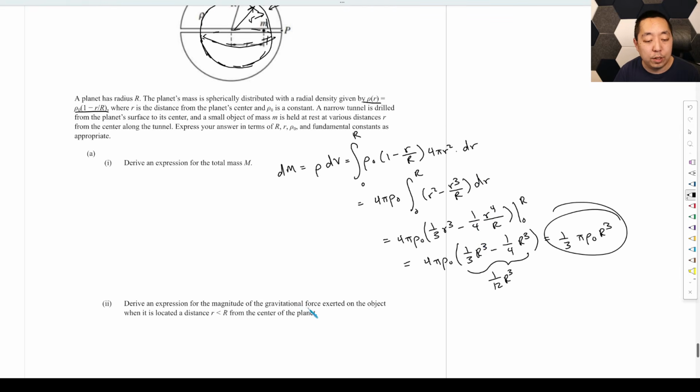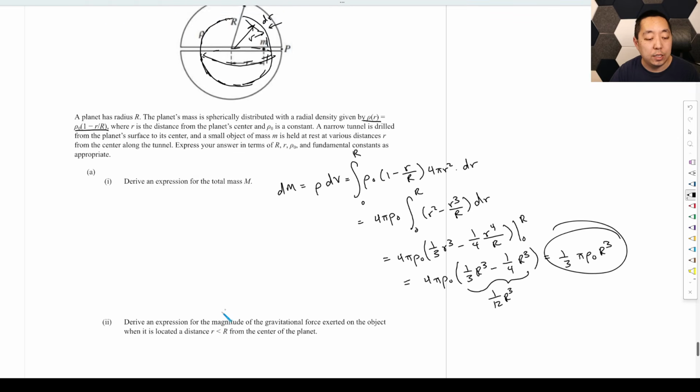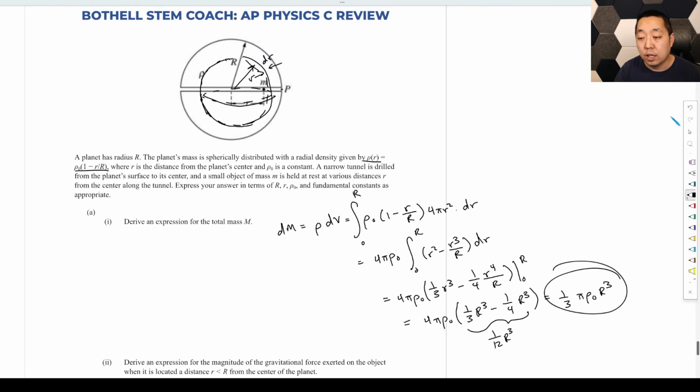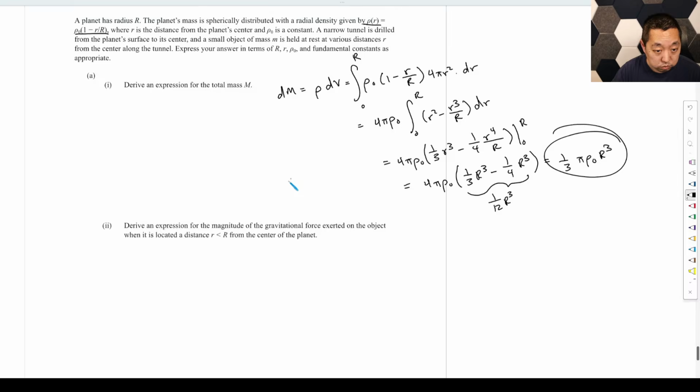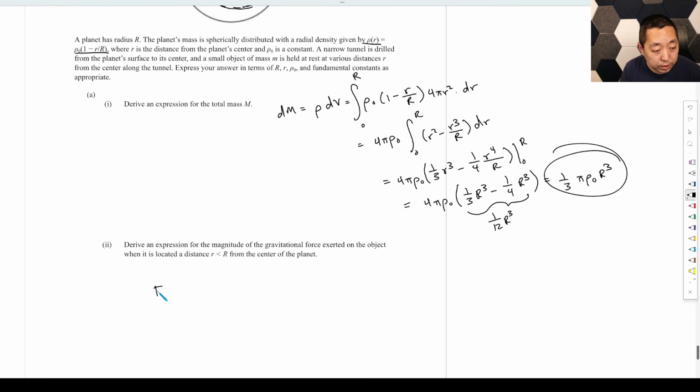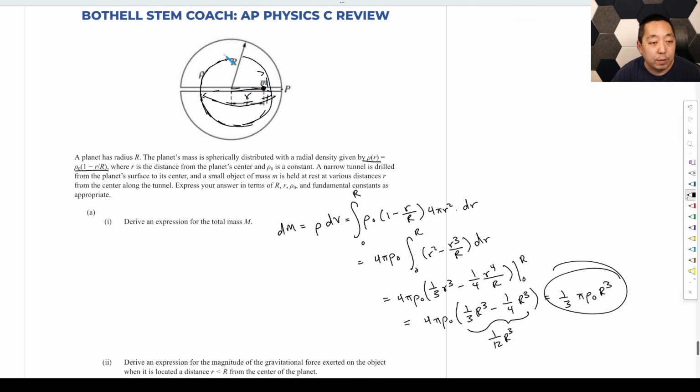Derive an expression for the magnitude of the gravitational force exerted on the object, which is located at a distance r less than R from the center of the planet. Okay, so now what we have to think about is, if we're located a distance r here, we have to think about just the mass inside that shell. We don't want to think about the entire planet because everything outside of that little r is not going to count. So when we put it together, the force of gravity is G times, I'll put quote unquote mass, over r squared. But this mass is, again, just interior. We ignore all of that part.